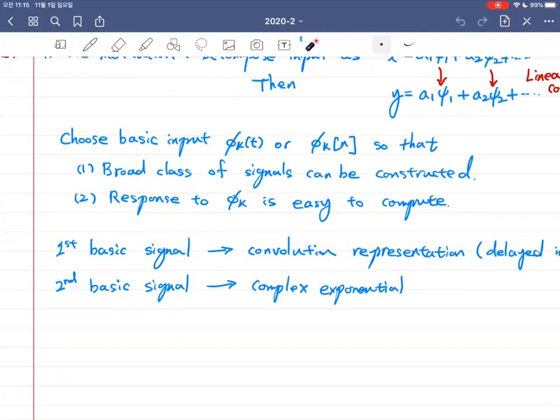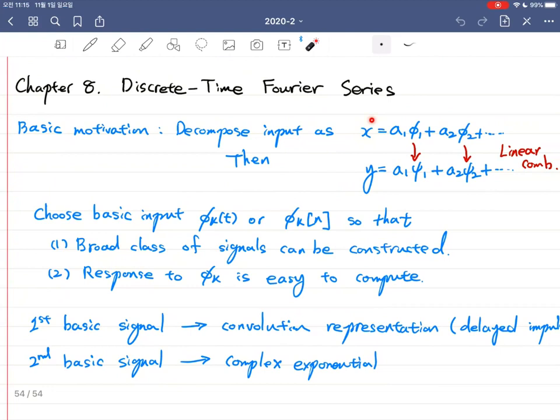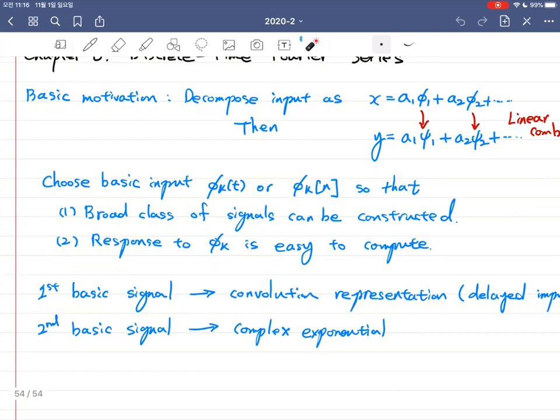With these two factors, a broad class of signal x should be constructed by this basic signal, because we are building this input x out of these basic inputs, right? With this linear combination relationship. Also, these basic inputs should be easy to compute for their response, to analyze their property and their result.